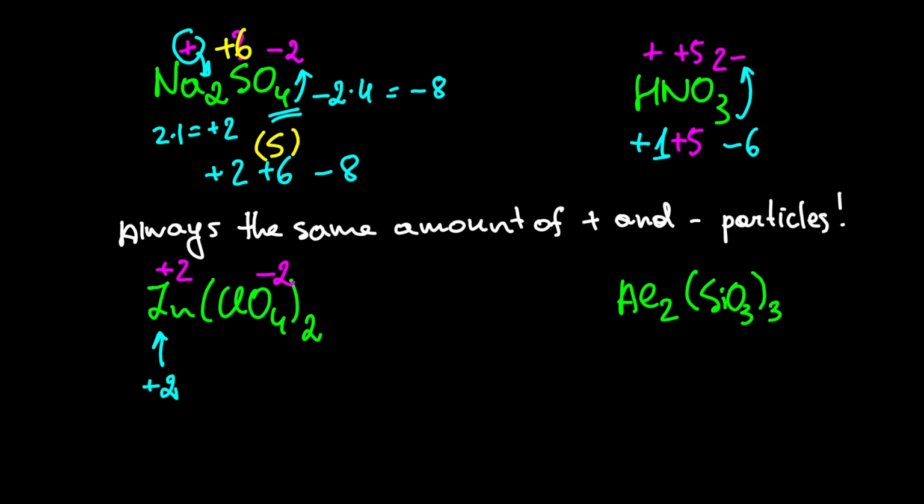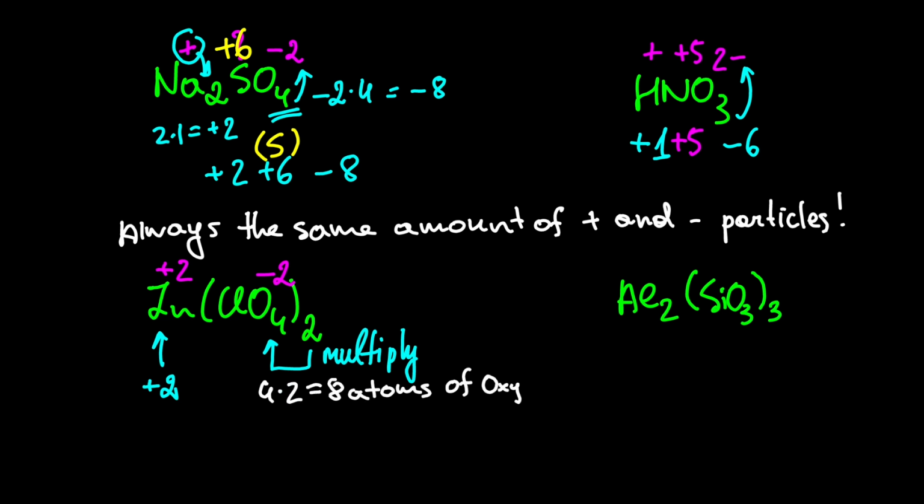Now what about oxygen? If we have elements in the parentheses, we need to multiply subscripts inside and outside of the parentheses to get the total amount of atoms present in the compound. For oxygen, it is 4 times 2, so we get 8 atoms in total. Those 8 atoms generate minus 16 overall charge.